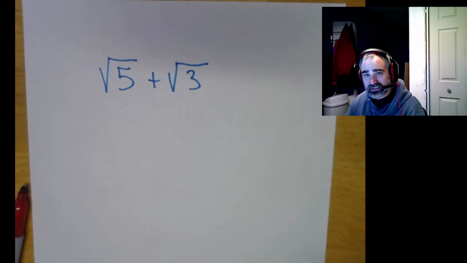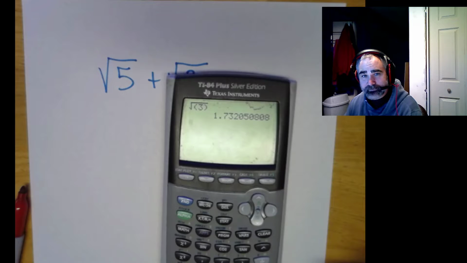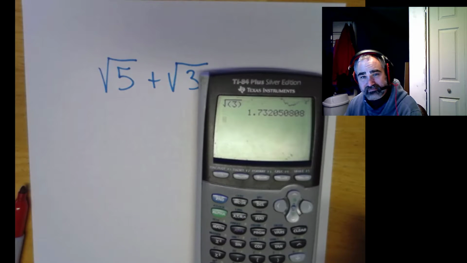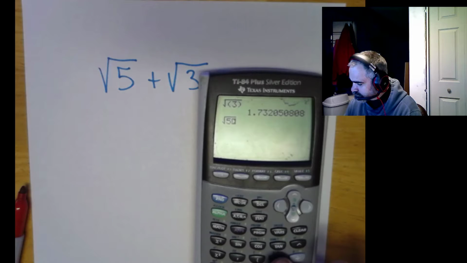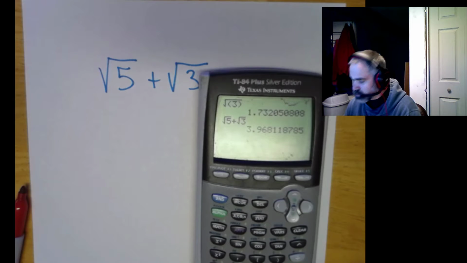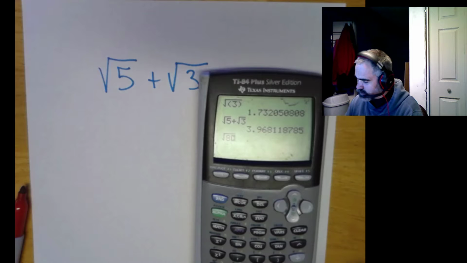So again, what we're looking at here is we would have the square root of 5, which we've already seen, and the square root of 3, which is 1.7. So is that the same as the square root of 8? Let's try it. Square root of 5. Make sure you get out of your square root there, plus the square root of 3 is 3.9. Let's see what the square root of 8 would be.